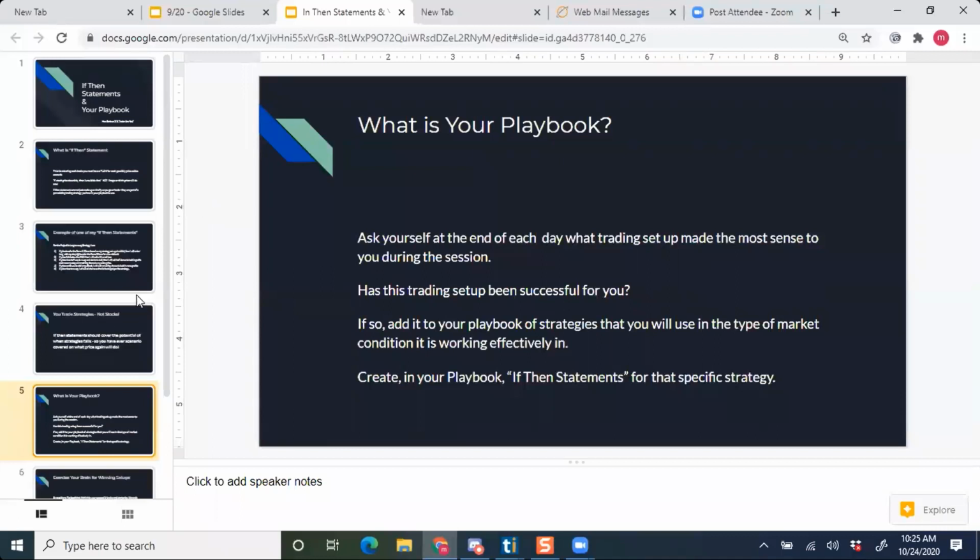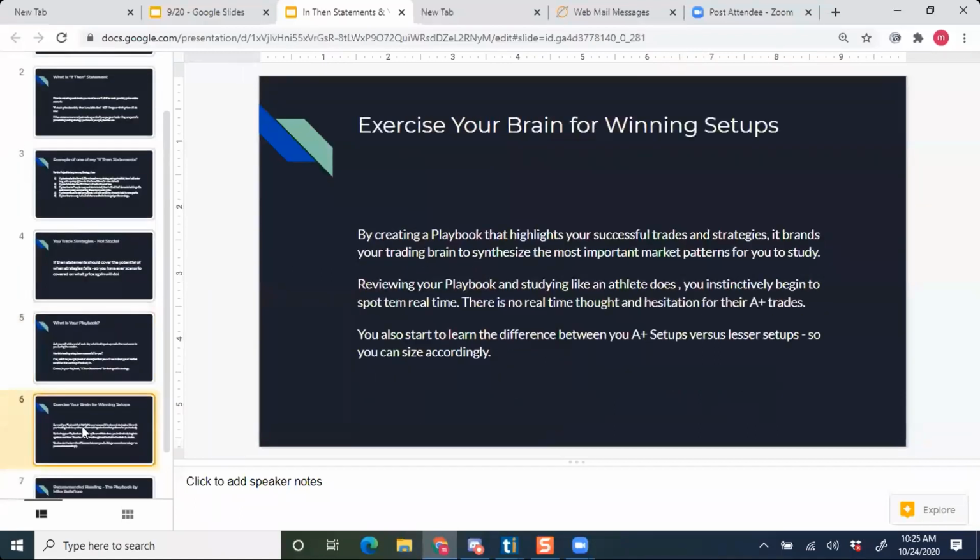so let's take a look at the next slides. Exercise your brain for winning setups. So, Steve, I don't want to do a playbook. I don't need to do the playbook. I have it up in my mind already.